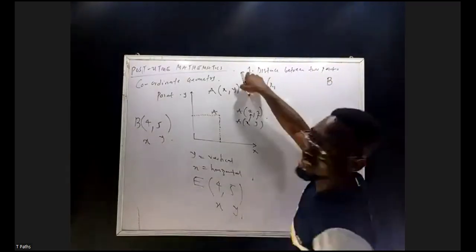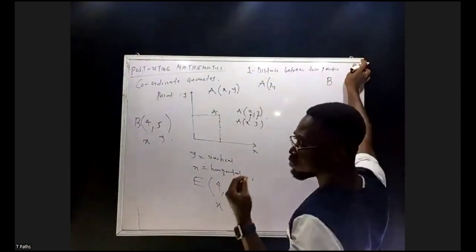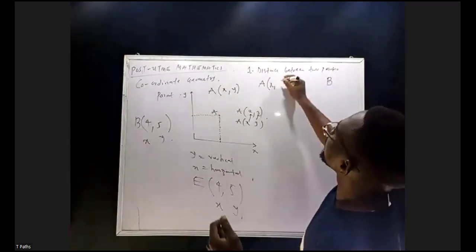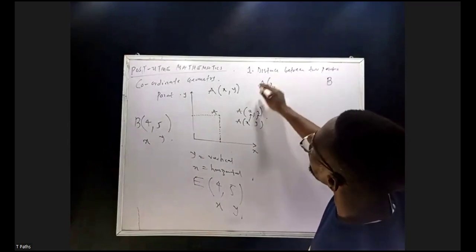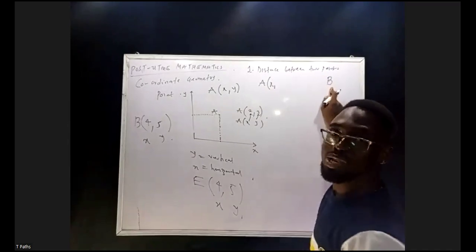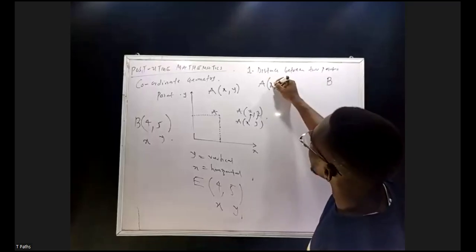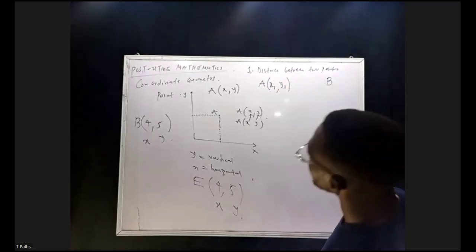The first question they can ask you is the distance between 2 points. That means you have to be given 2 points. Let me call the first point A. I call the second point B. They are not the same point. The first point A will have its own X. It will also have its own Y. Am I making any sense?